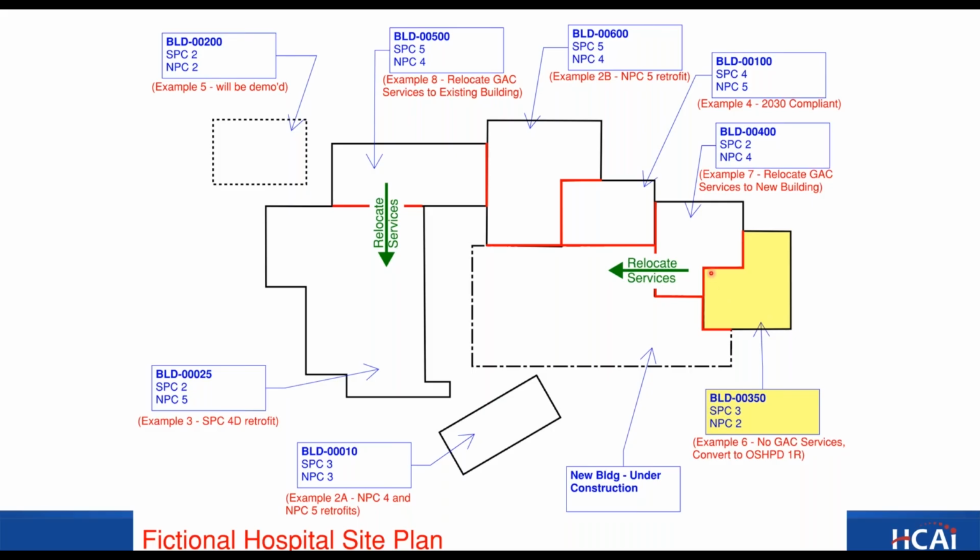So for this example, these buildings are all adjacent, and this building is going to stay a general acute care building. So if there are utilities that run maybe through this building, or if there's a main entrance over here and the patients have to walk through here, then those utilities, that egress will need to be rerouted before it can become an OSHPD 1R building. So let's look at the milestones for that.